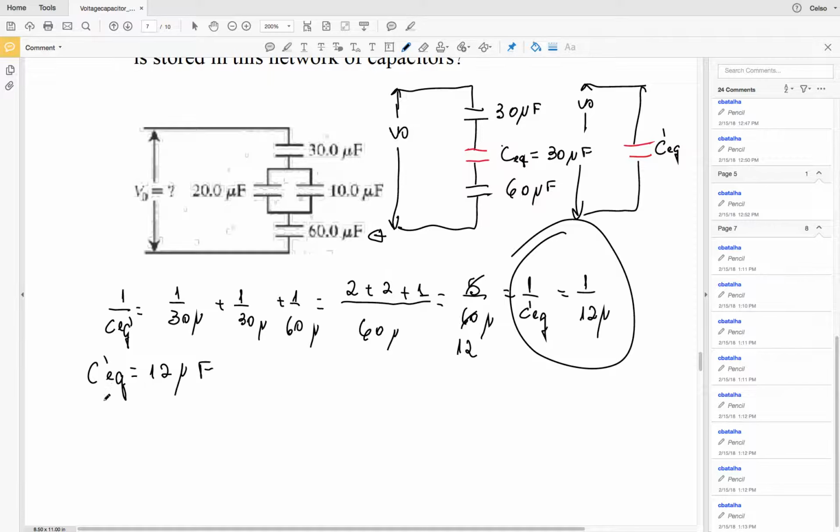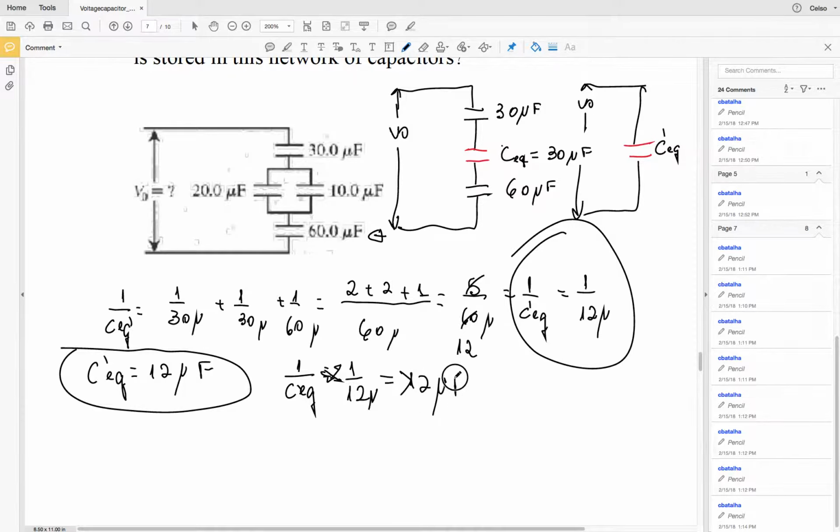Okay, this is the equivalent capacitance of the entire circuit, which is, yes? Why do you flip it? Because you have 1 over the equivalent capacitance equal to 1 over 12. So I don't want a 1 over the equivalent. I want the equivalent. So I cross multiply those terms. So when I cross multiply, 12 microfarad comes to the left, and the equivalent capacitance goes to the right. Okay.